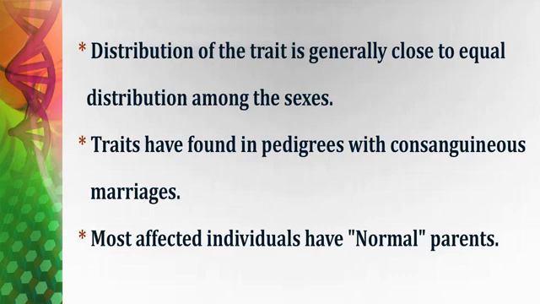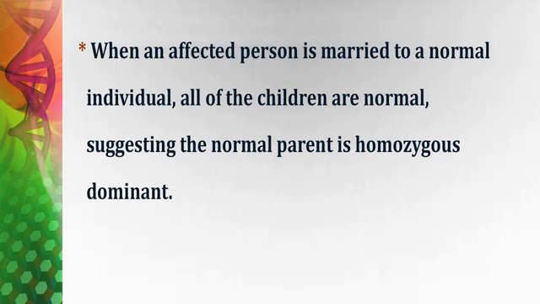Distribution of the trait is generally close to equal among the sexes. Traits are found in pedigrees with consanguineous marriages. Most affected individuals have normal parents. When an affected person is married to a normal individual, all of the children are normal, suggesting the normal parent is homozygous dominant. Examples are sickle cell anemia and cystic fibrosis.